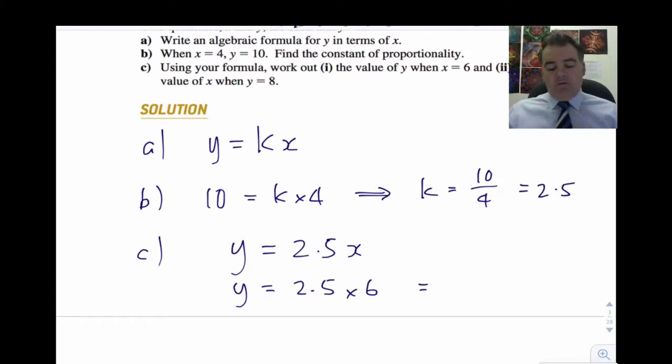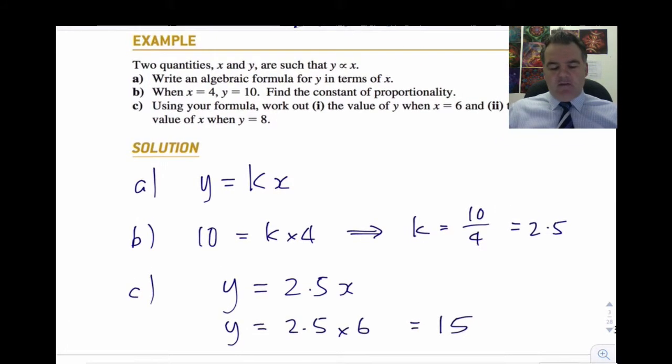And then we can work that out with our trusty calculator. How would we do this without the calculator? Well, the answer is 15. So I guess I'm going to go 2 times 6 is 12, half times 6 is 3, and add those together. So y equals 15. That's a basic example of direct proportion.